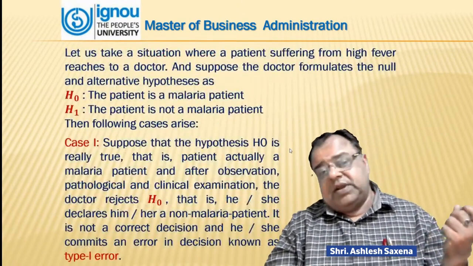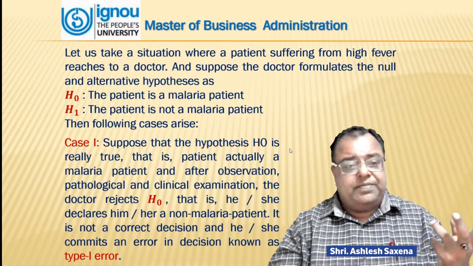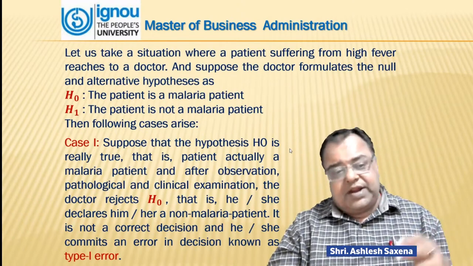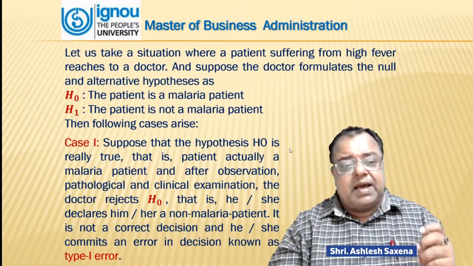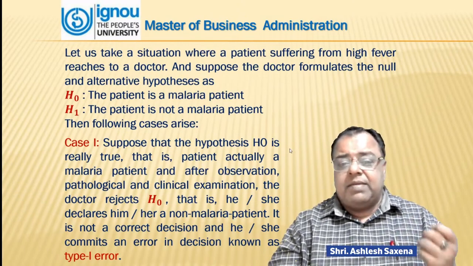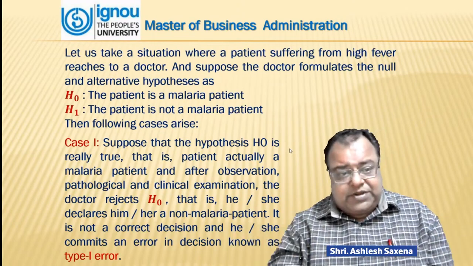Let us take a situation where a patient suffering from high fever reaches a doctor. Suppose the doctor formulates the null hypothesis and alternate hypothesis as H0: the patient is a malaria patient, and H1: the patient is not a malaria patient. Then how will the doctor study and how will he proceed?